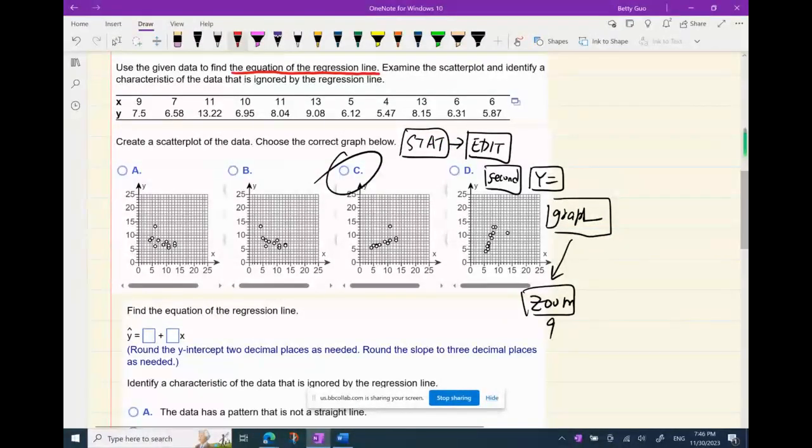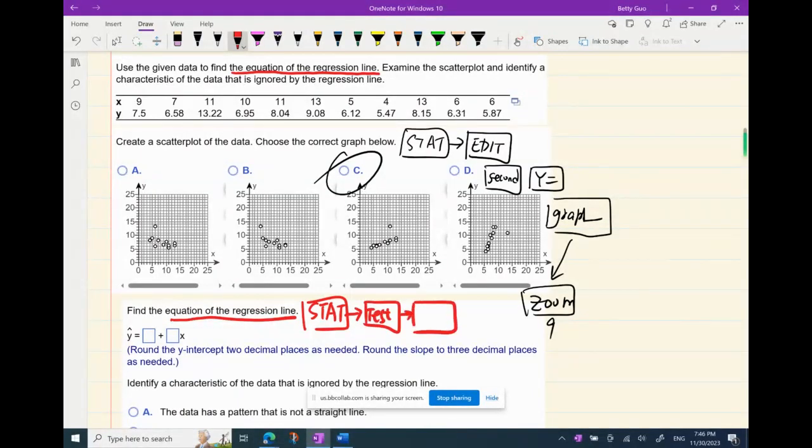Find the equation of the regression line. How do we do that? It's actually pretty easy. We are going to go to Stat and then go to Tests. Go to Stat and go to Tests, and all the way down to select letter F. Letter F is called LinRegTTest.